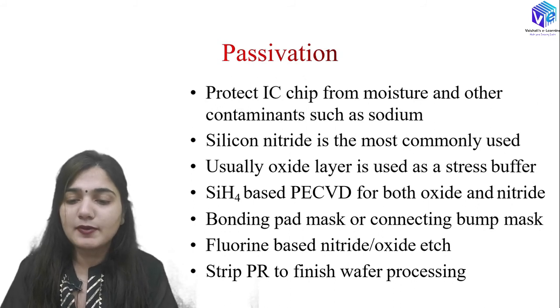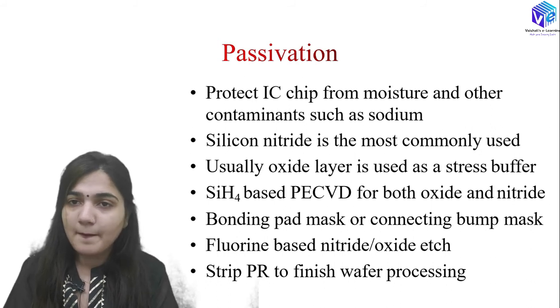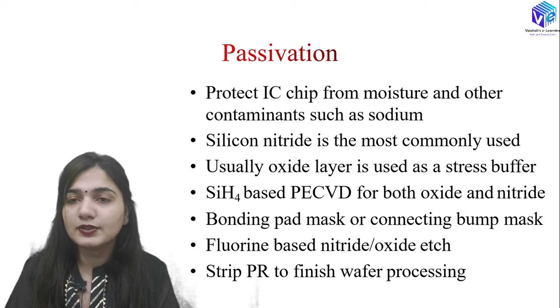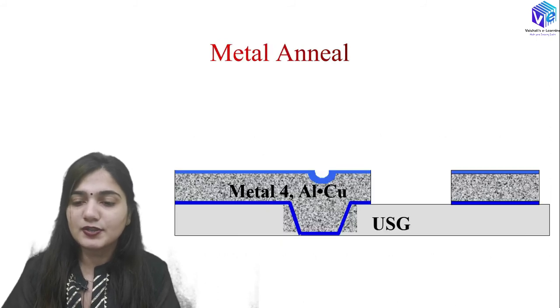So now here I will be using the bonding pad mask or the connecting bump mask to connect it further to the packaging. Now here we will be using the fluorine based nitride and oxide etching chemistry to etch out the passivation layer. So we can strip off the photoresist to finish the wafer processing at the last, right? So I hope you understood this process.